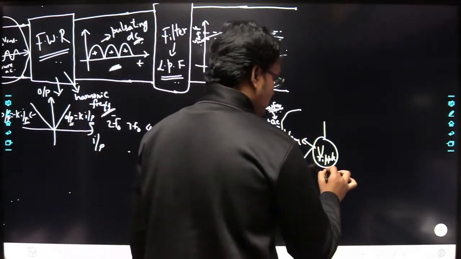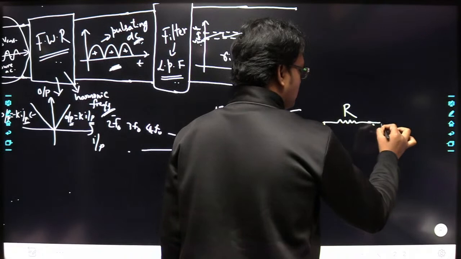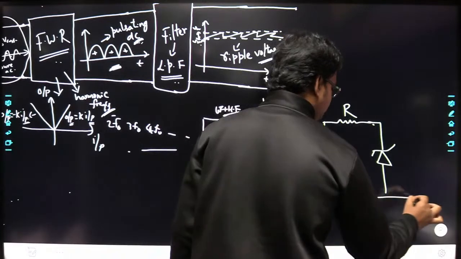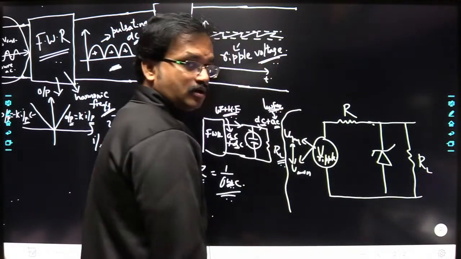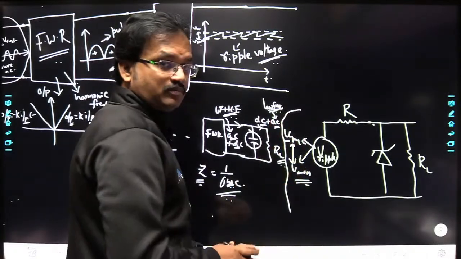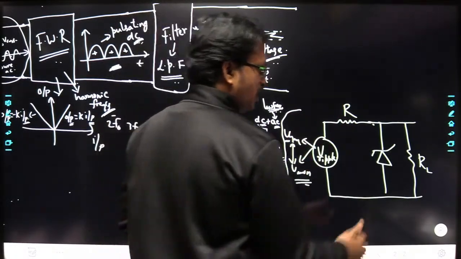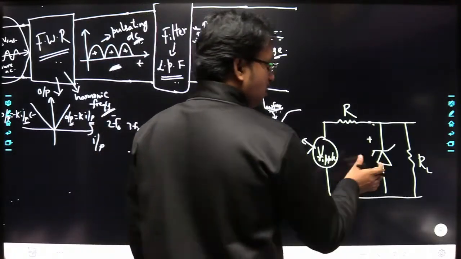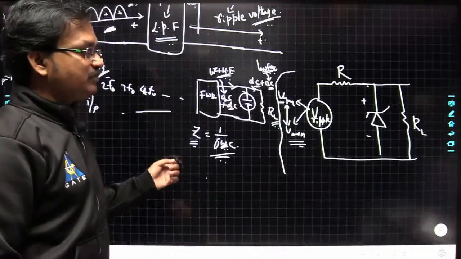What I am going to do here is apply this to this circuit. Here I am using a Zener diode, and this is nothing but the load. The ripple voltage, V max to V min, is applied across the resistor. Now you have to operate this Zener diode in the breakdown region. So what happens if you operate the Zener diode in the breakdown region?